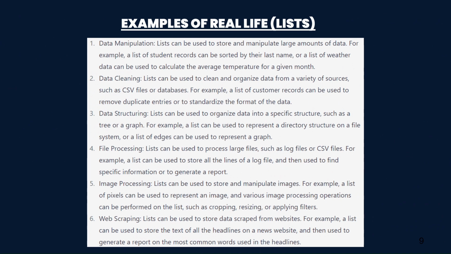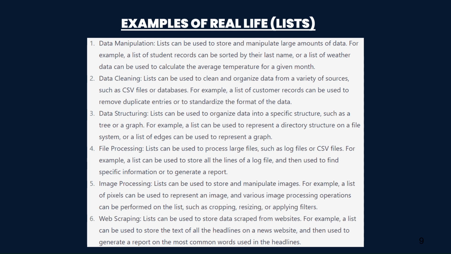So, data manipulation. Lists can be used to store and manipulate large amounts of data. For example, a list of student records can be sorted by their last name, or a list of weather data can be used to calculate the average temperature for a given month. So it simply means that we can store all the student names in a list and then sort them by their last name. Another example is a list of weather data. So we can store all the temperatures for a given month and then calculate an average.